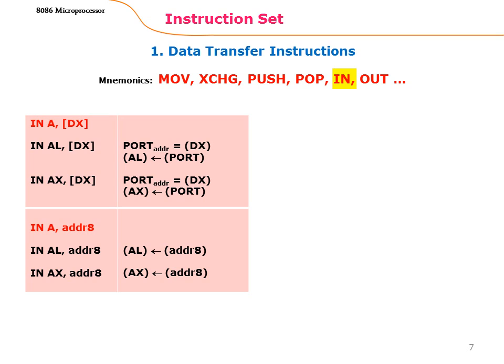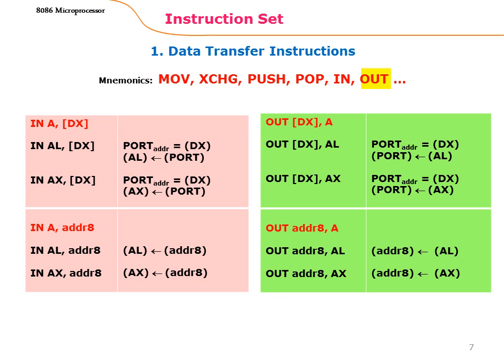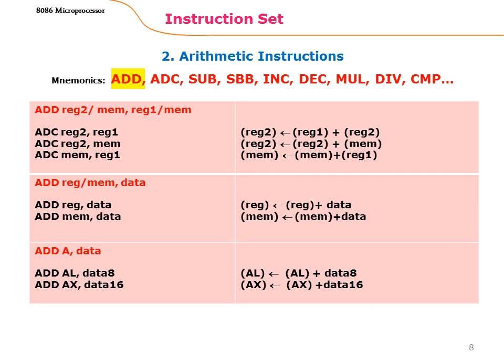One important feature in the in and out instructions is that the data must be present in the accumulator, AL or AX. Same with the out instruction. With the out instruction we can send the data from the accumulator to the output address, whether it is 16-bit or 8-bit. If it is 16-bit, we can use indirect addressing. If it is 8-bit, we can use the address directly in the instruction.